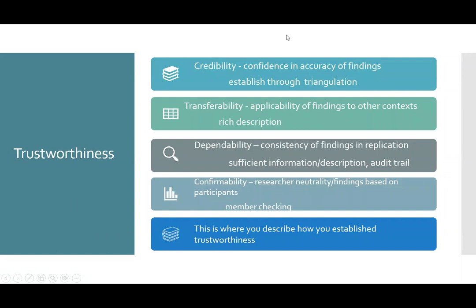The second to last section that you'll talk about is the trustworthiness. So here is where you're explaining why the findings of this study are transferable, dependable, confirmable, and also credible. So here we are explaining how we know that the information that was collected is trustworthy. How do we know that the process that we went through to analyze the information was also a trustworthy process?